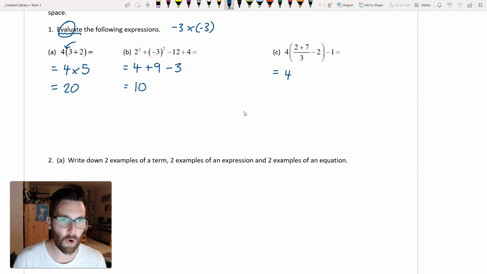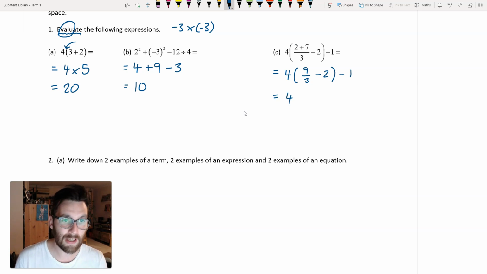We want to do 4 and then figure out within the bracket, so we want to look at brackets first because we're doing BIMDAS, but within that bracket we've got a fraction, and then on top of the fraction we've got some addition to do first. So there's quite a bit going on with this one. So I'm going to do the 9 divided by 3, but I'm doing 2 plus 7 first to give me 9.